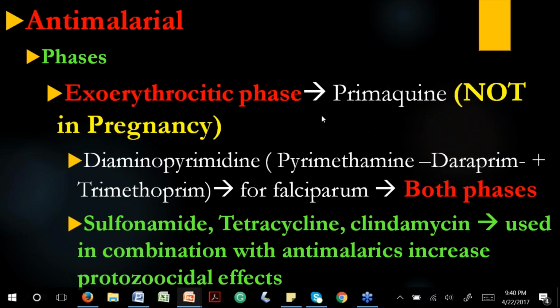So the erythrocytic phase, chloroquine. We have the exoerythrocytic phase, which is the primaquine. The exo is the primaquine. The exoerythrocytic phase is when the Plasmodium vivax is traveling through the blood, and that is where the primaquine is going to destroy this sporozoite or Plasmodium vivax.